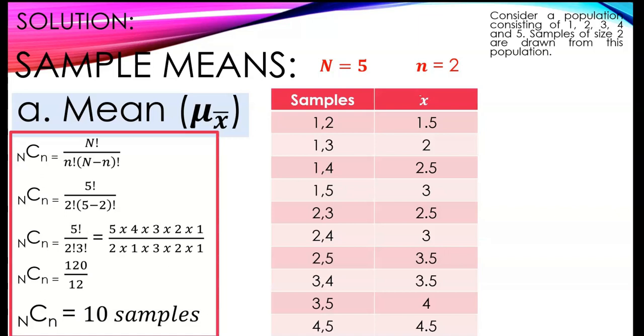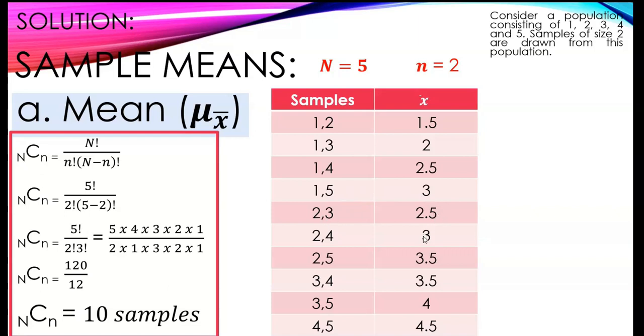Next, 1 plus 5 is 6. 6 divided by 2, it's equal to 3. 2 plus 3 is 5. 5 divided by 2, that's 2.5. 2 plus 4 is 3.